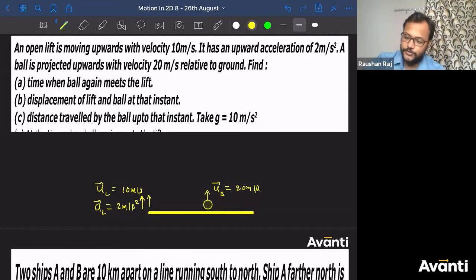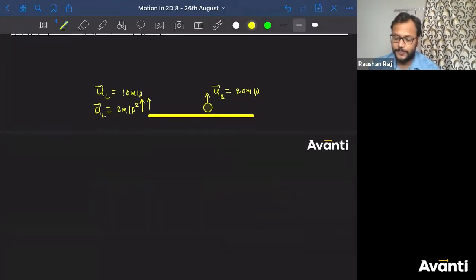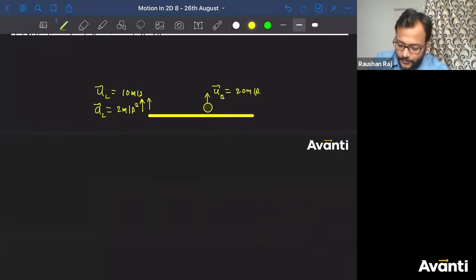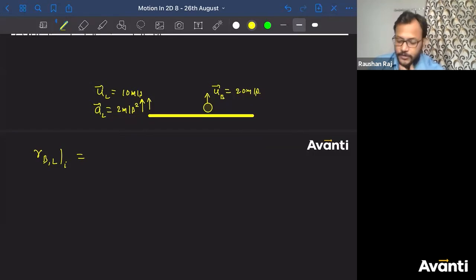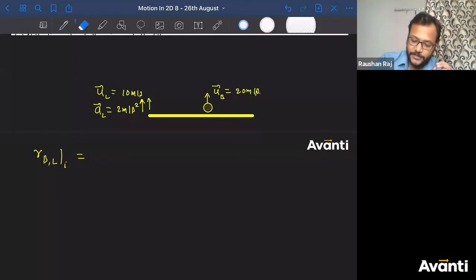Dekho bachcha log, I'm going to use the concept of relative motion here. Tell me what is the position of ball with respect to lift initially? Tell me guys, what is the position of ball with respect to lift initially? Come on guys, please respond.